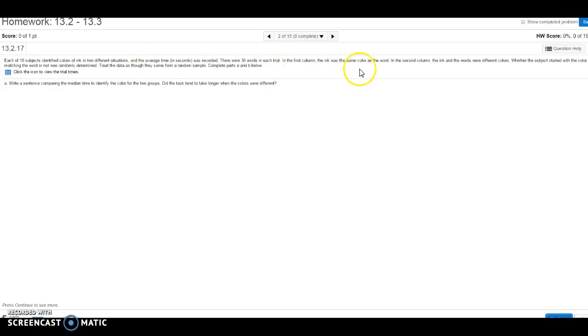In the first column, the ink was the same color, and in the second column, the ink and the words were different colors. So in this one, if the word was purple, the ink was purple. If the word was red, the ink was red. In this one, if the word was purple, the ink could be red or black. Whether the subject started with the color matching the word or not was randomly determined.